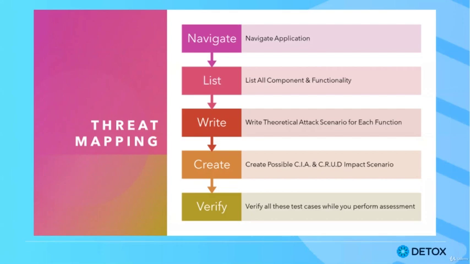Once you have a big checklist, verify all these test cases while you perform a manual assessment. So again, navigate the application, list out all the components, write theoretical attack scenarios, and create a checklist based upon CIA and CRUD impact. And at the end, verify all those test cases while you perform your assessment.